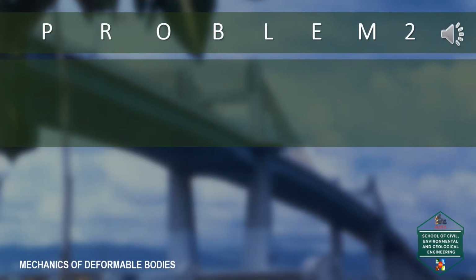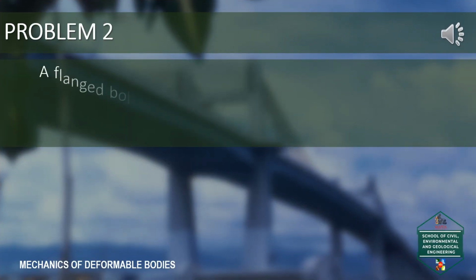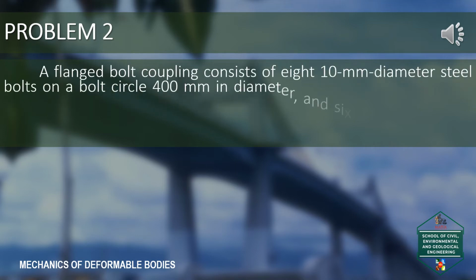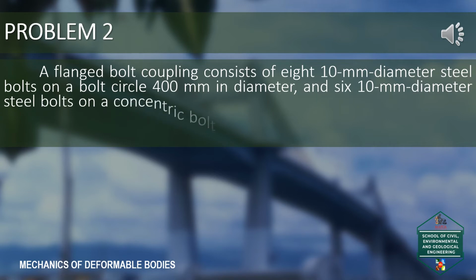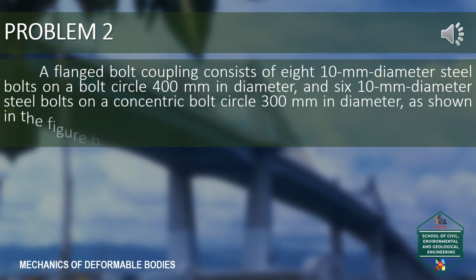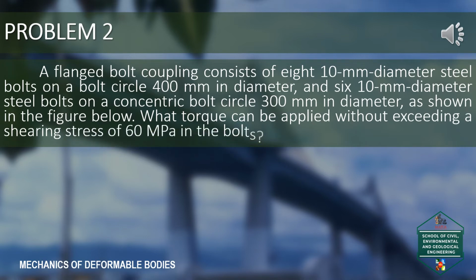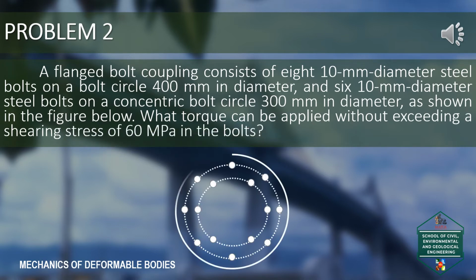Problem number 2. A flanged bolt coupling consists of 8 10 mm diameter steel bolts on a bolt circle 400 mm in diameter, and 6 10 mm diameter steel bolts on a concentric bolt circle 300 mm in diameter, as shown in the figure below. What torque can be applied without exceeding a shearing stress of 60 MPa in the bolts?